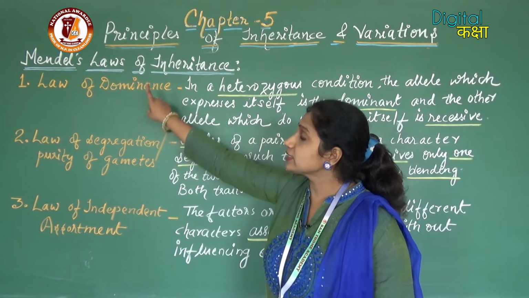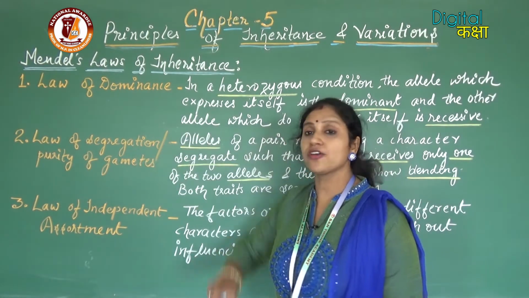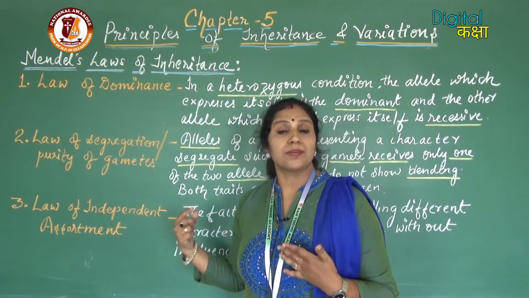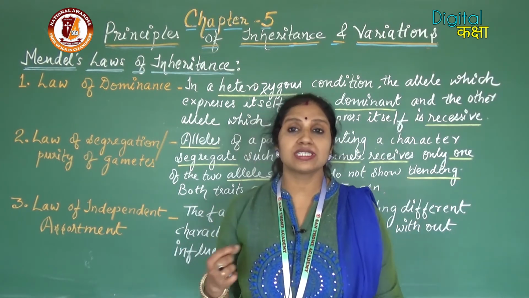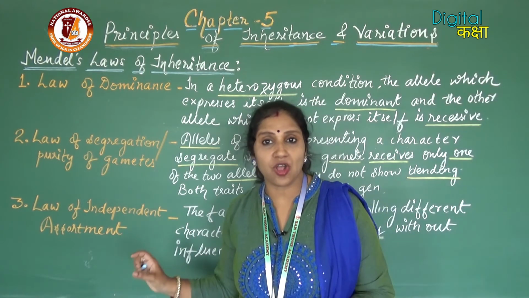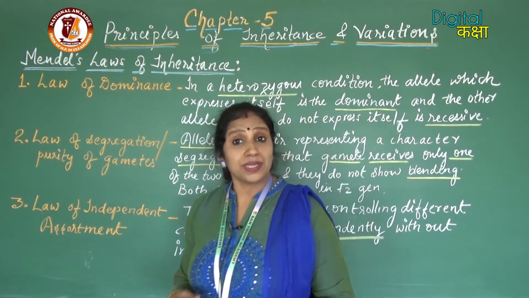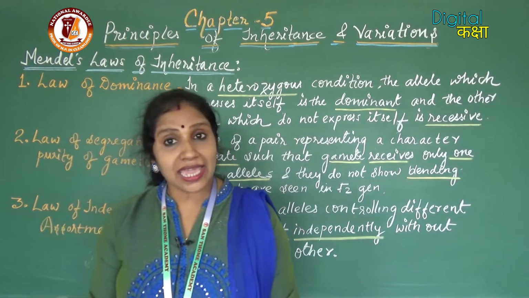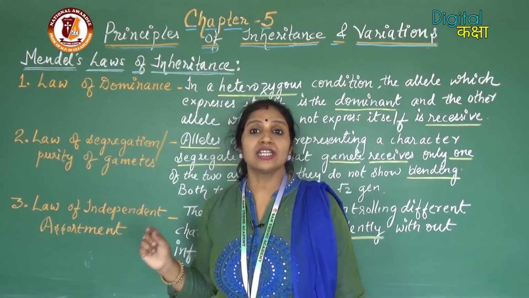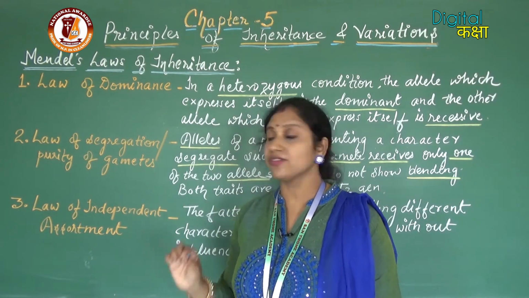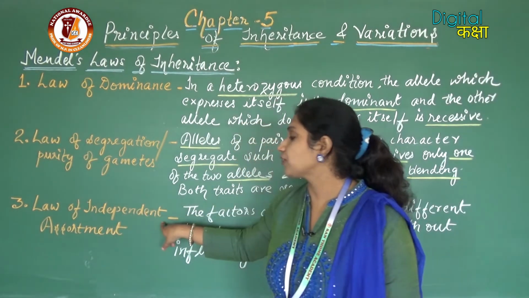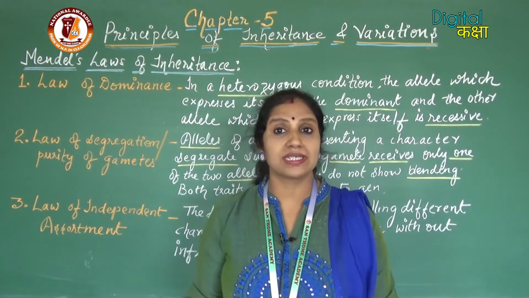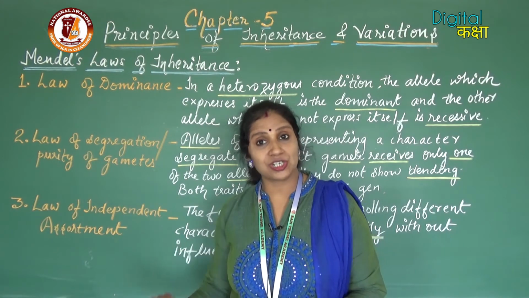So, these two laws, the law of dominance and the law of segregation or purity of gametes, were on the basis of observations of the monohybrid cross. Now, on the basis of observations and results of the dihybrid cross, the third law of inheritance was given, that is the law of independent assortment. This law was given on the basis of the dihybrid cross.